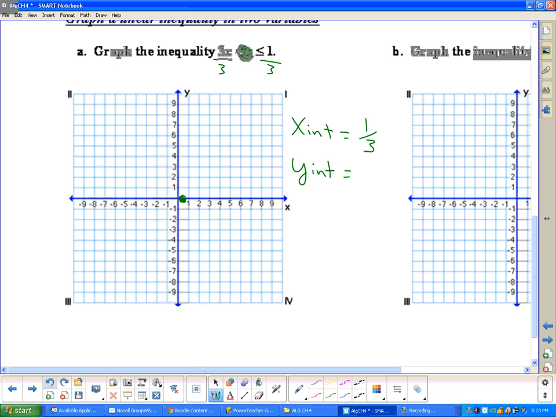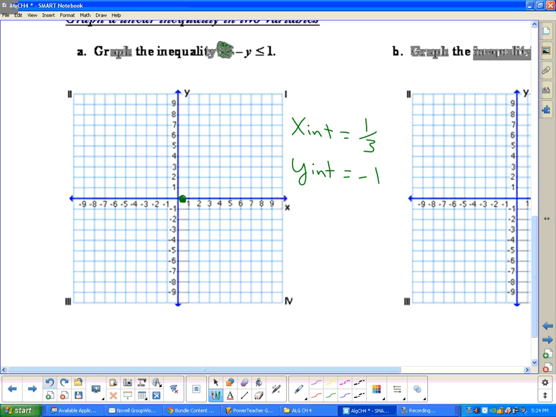I'm going to cover up my x, because it's going to be somewhere on this line, and so that means the x all along that line is going to be 0. So if I have negative y is less than or equal to 1, well then positive y would be equal to negative 1. So here's my negative 1. And so now I'm going to graph this thing.